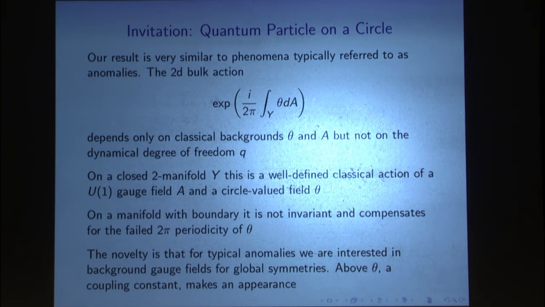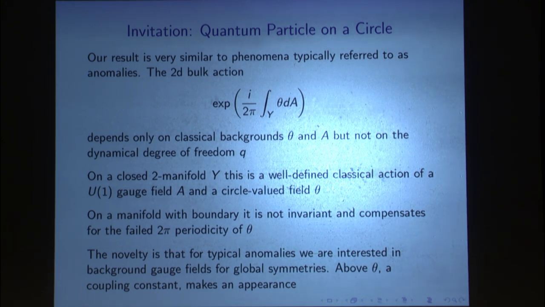So this result is very similar to a phenomenon typically referred to as anomalies. We had a 2D bulk action, and like I stressed before, it depends only on the classical fields and not on the dynamical degree of freedom q. If you look at this 2D classical action on a closed 2-manifold, it's some well-defined phase that depends on theta and A. On a manifold with boundary, it's not, and it compensates for the failed 2 pi periodicity of theta.